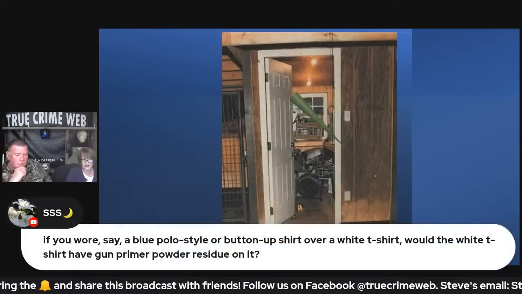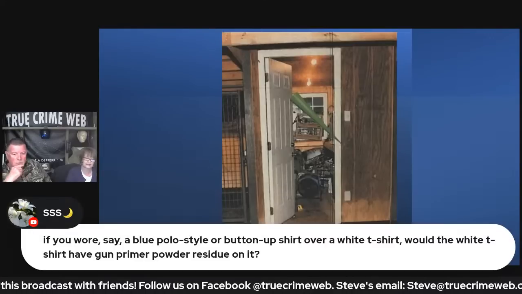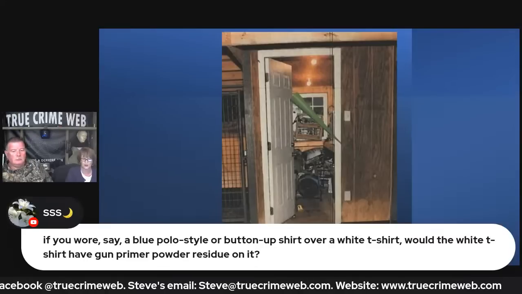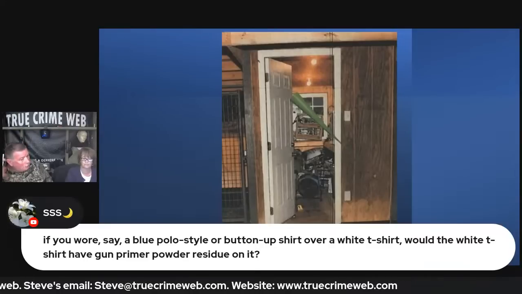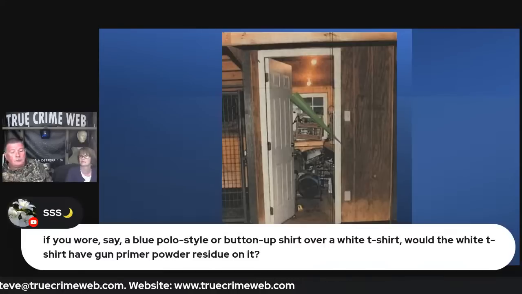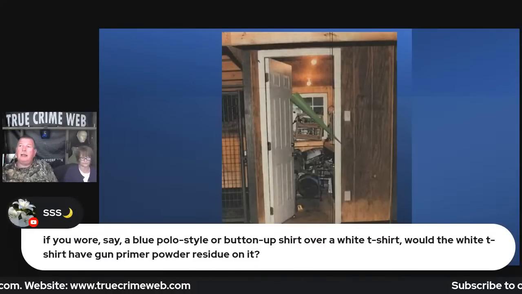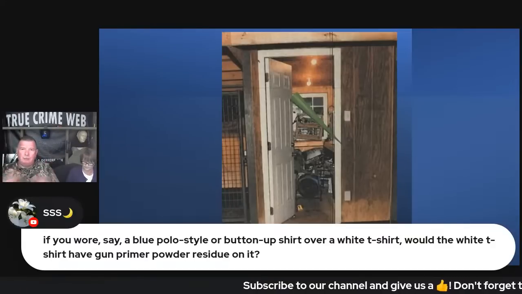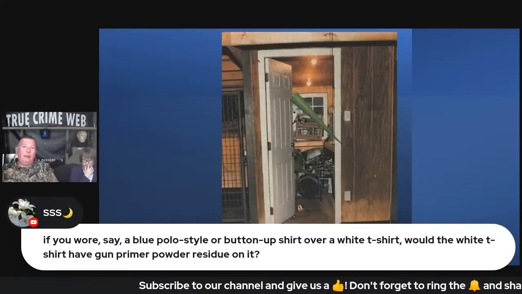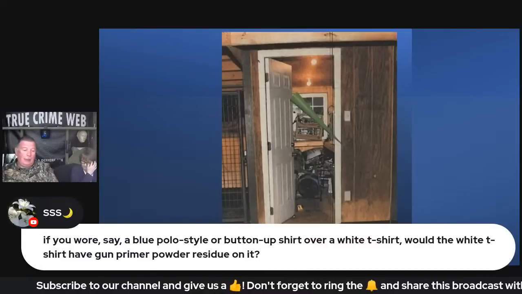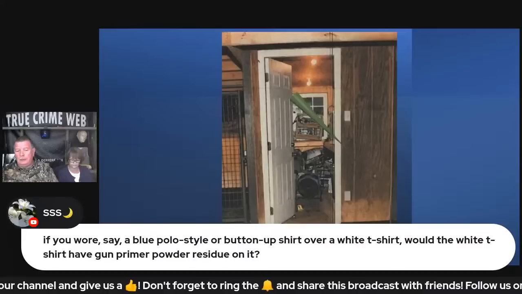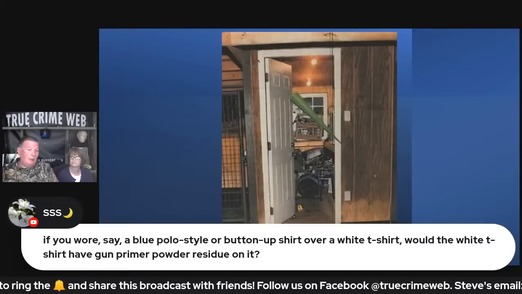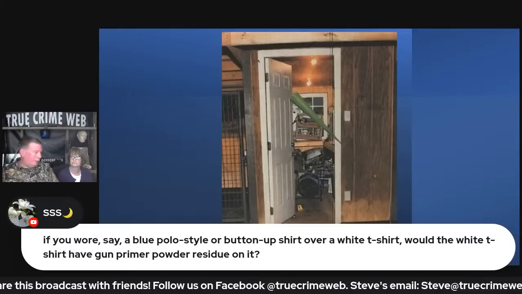All right. And SSS asks, if you wore, say, a blue polo style or button-up shirt over a white T-shirt, would a white T-shirt have gun primer powder residue on it? Some of it. Whenever a gun is fired, it creates a cloud of smoke and chemicals, and anything exposed absolutely could have some type of residue on it. But I don't know what they tested for and don't know what they found.